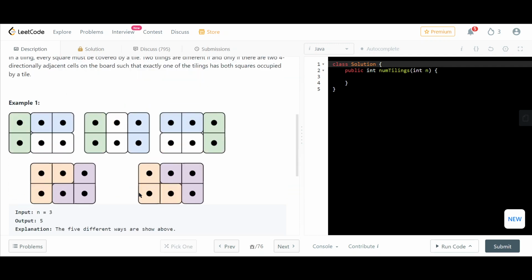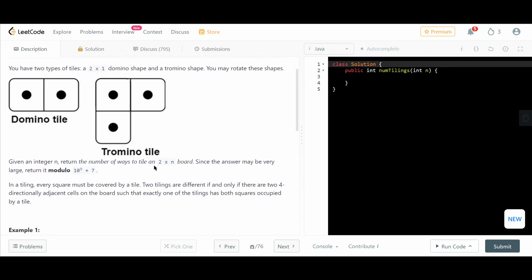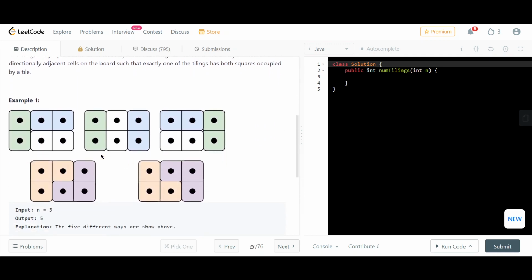So our task is, given this, we have to fill this 2 cross n. One good thing to note here is this 2 is fixed, right? So it will always be this 2. That's good that they have restricted that. So you can only increase in the width. The height of 2 is fixed.